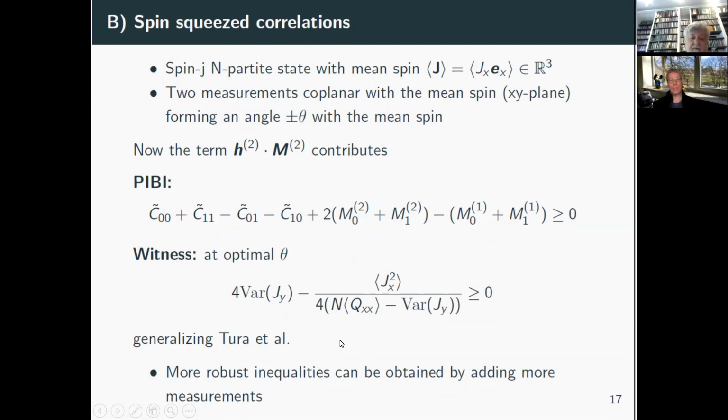And you can even make more robust inequalities by adding more measurements to this approach. This approach is very general. It works for whatever number of measurements you want and so on. It's of course technically more difficult to do the semi-definite optimization and things like that, but in principle, this is how it works.